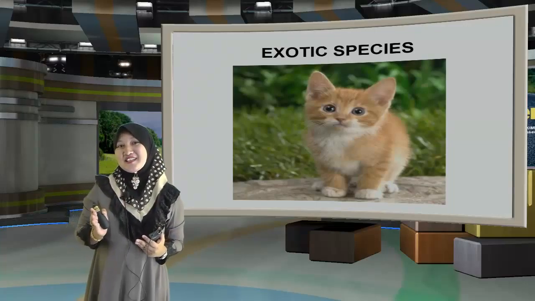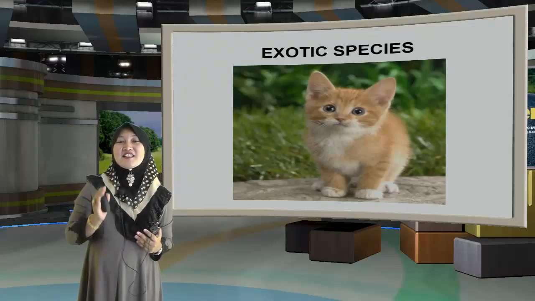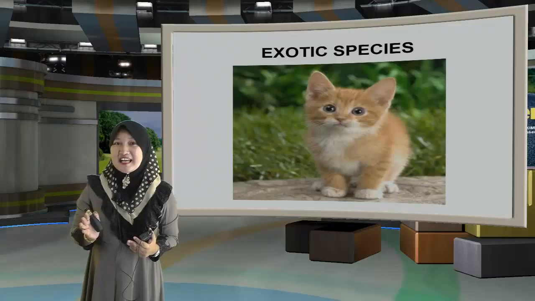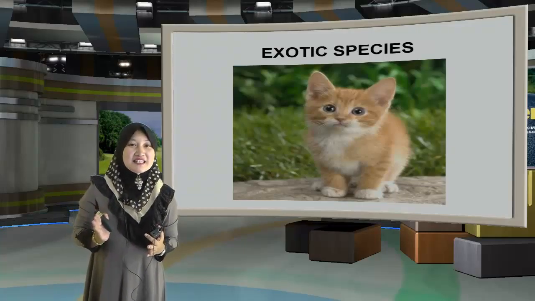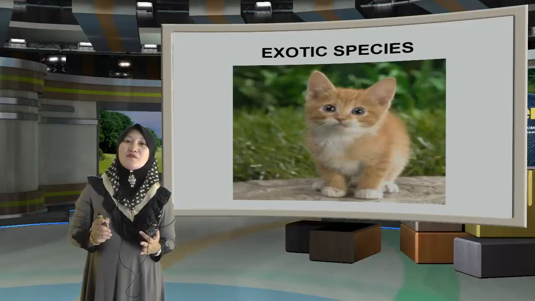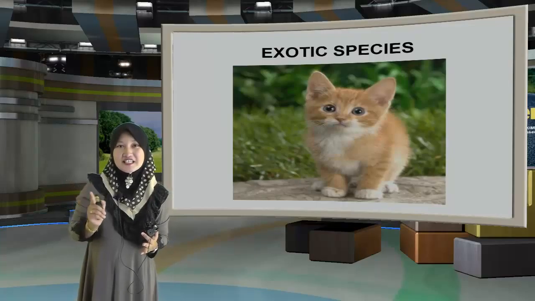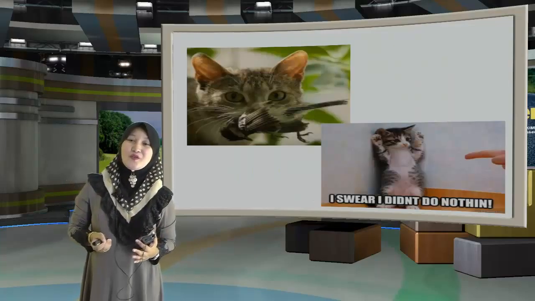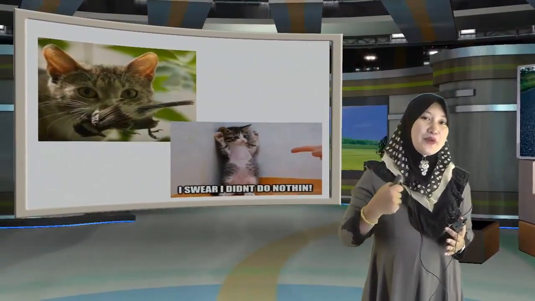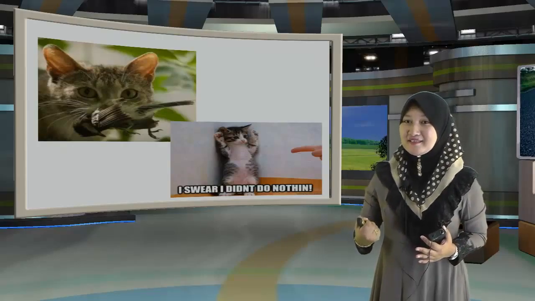So look at this picture. What do you know or understand about this picture? This is a picture of a cat. What do you know about a cat? A cat has different behavior, same like a human. But interestingly, a cat can be an exotic species. How can a cat become an exotic species? Look at these photos. What do you understand about the behavior of a cat? A cat loves to hunt.